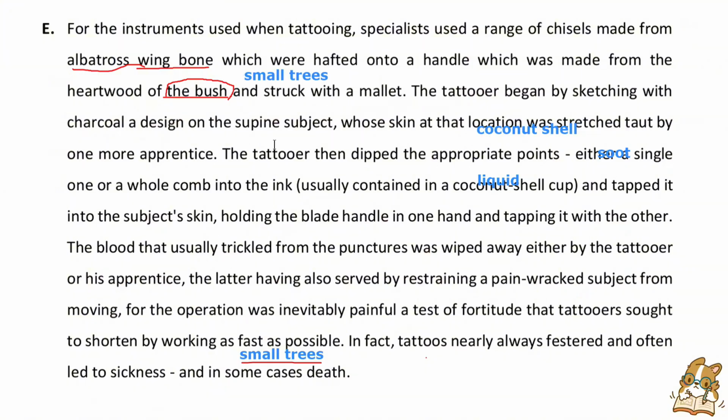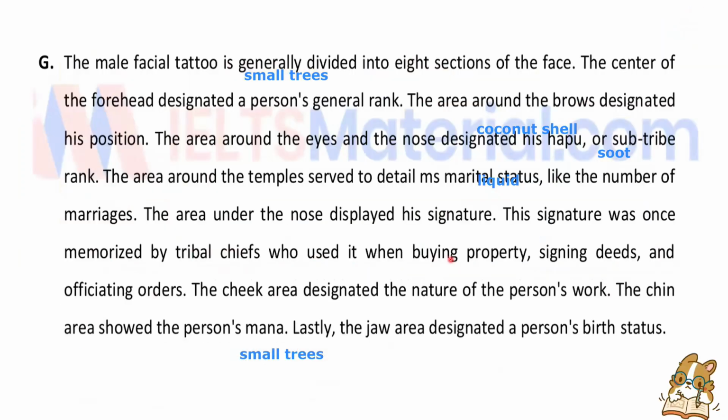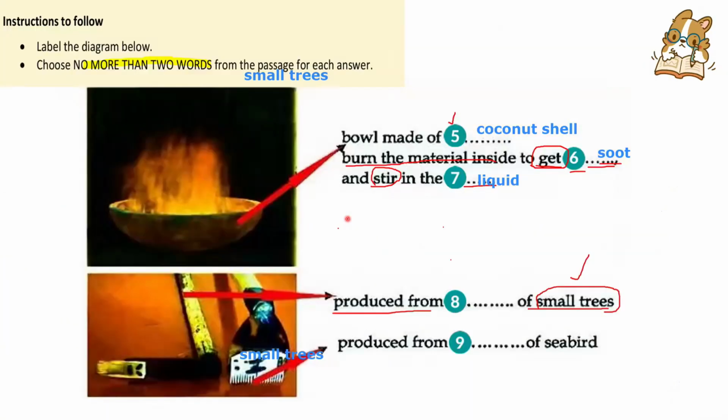All right, now what we are looking for, we go back to the question or the sentence: produced from blank of small trees. So what do you think is our answer then? Of the bush of small trees. So our answer should be the word before it, and we can answer one or two words. So our answer is heartwood. You're right. Our answer is heartwood. Easy or difficult? Okay, so it's going clearer and working well. All right, so our answer here is heartwood.